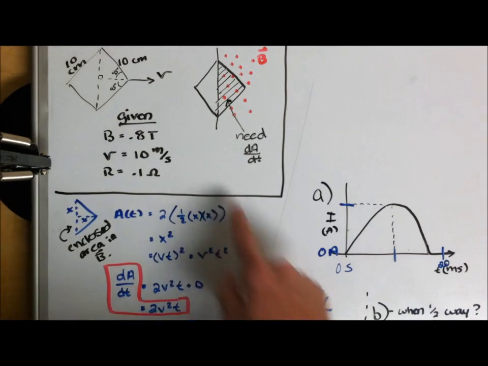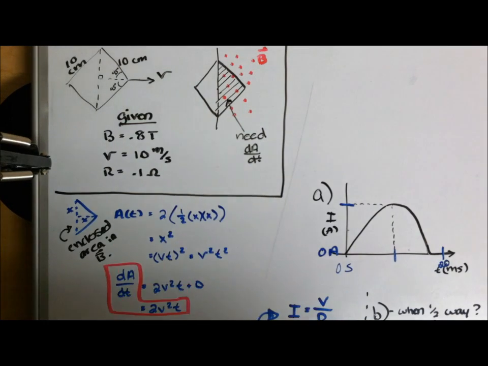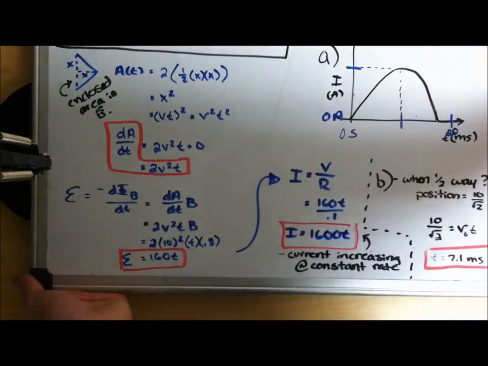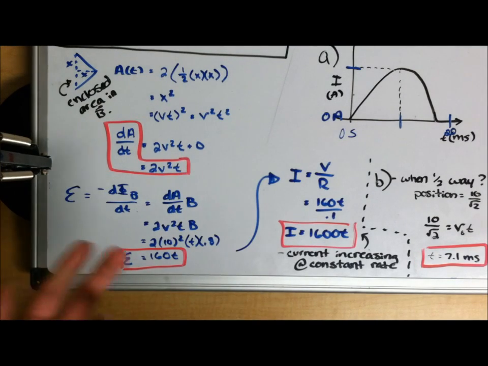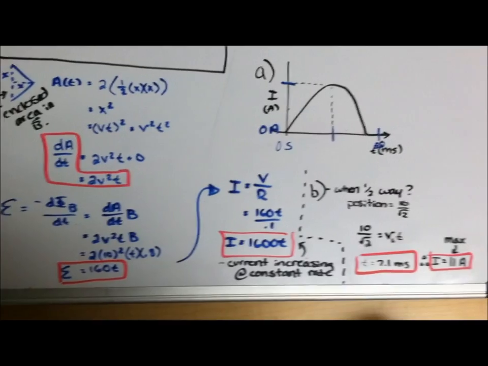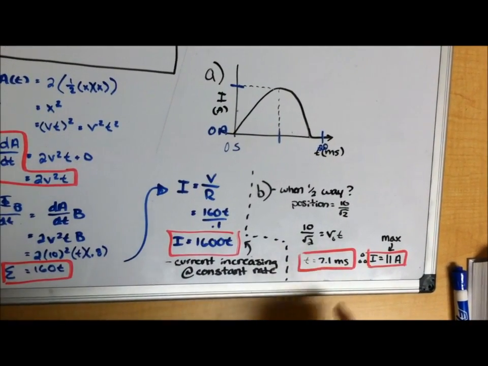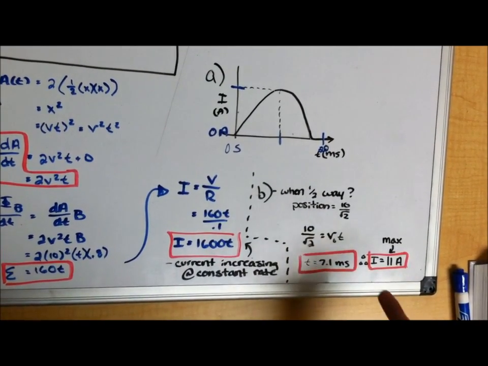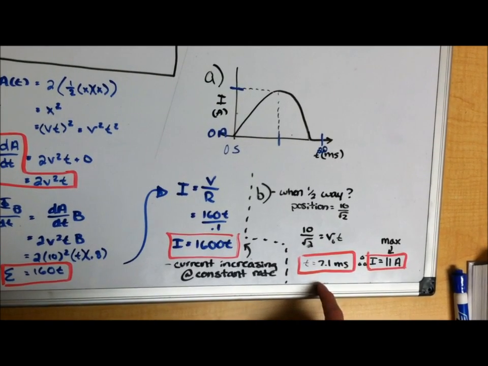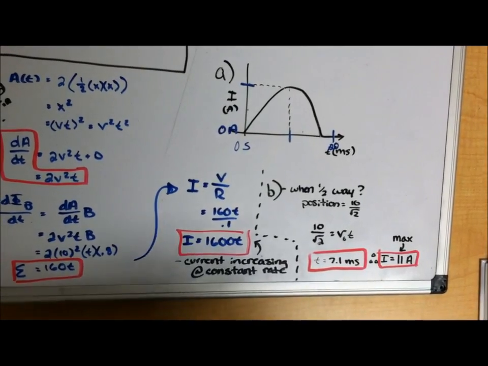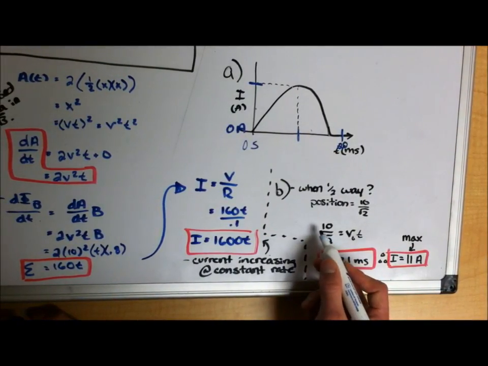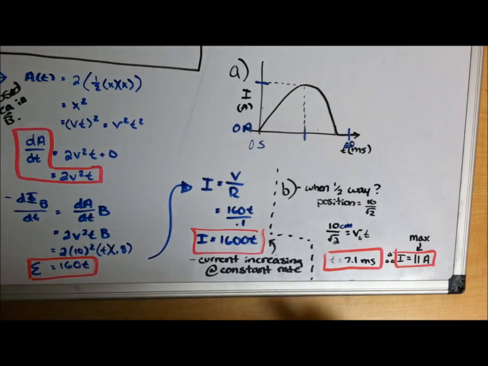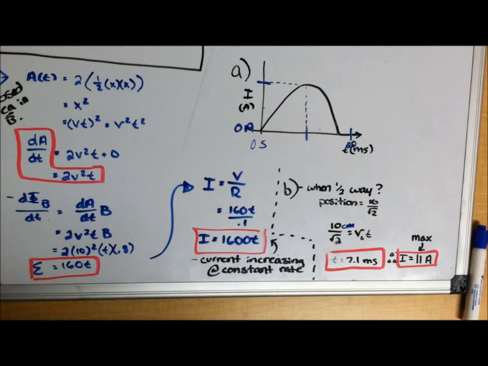To do that, we know it needs to be halfway. So the position is going to be 10 divided by root 2, which represents our position when it's halfway. Position, much like earlier, is velocity times time. So 10 over root 2 equals velocity times time. The velocity was given to us as 10 meters per second. Then we solve and get the time. I apologize, the 10 here is 10 centimeters divided by root 2, so I'll make note of that; you can do the conversion into meters. Then you solve and get time is 7.1 milliseconds.